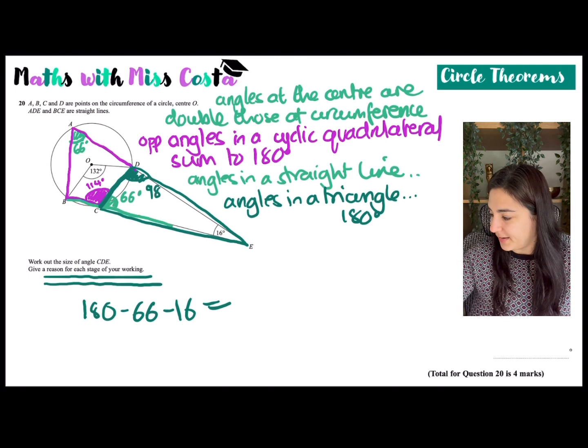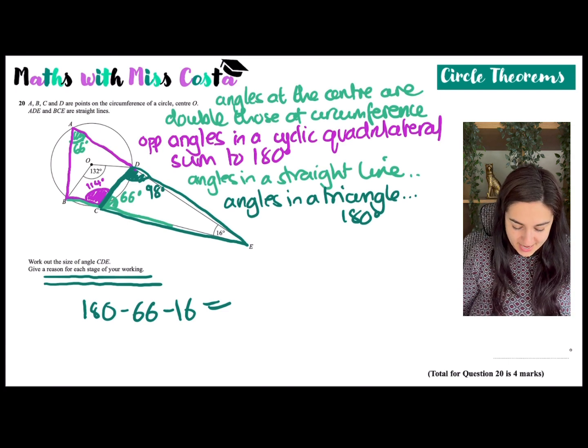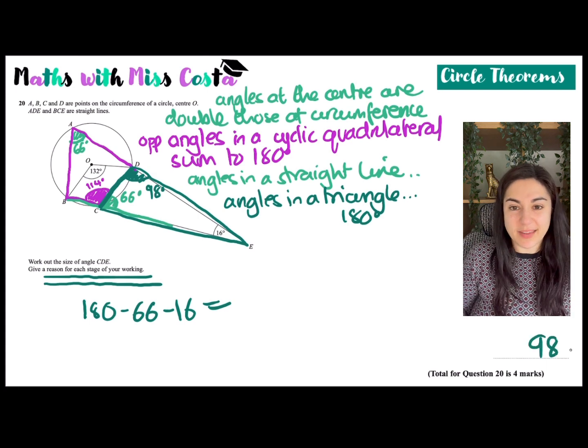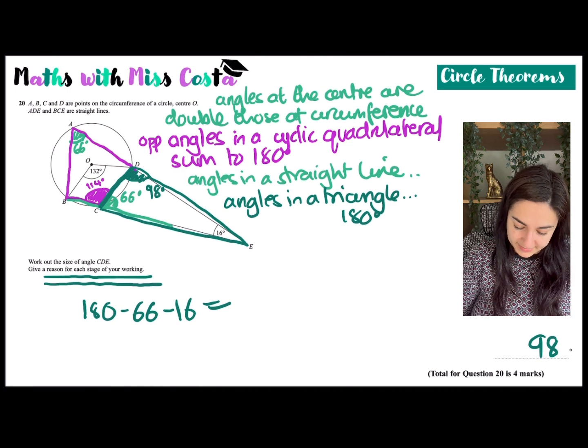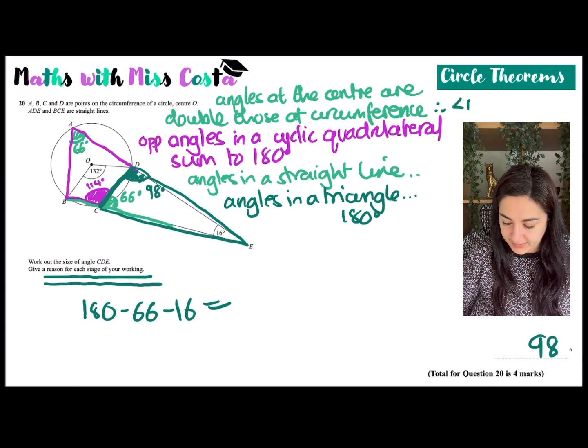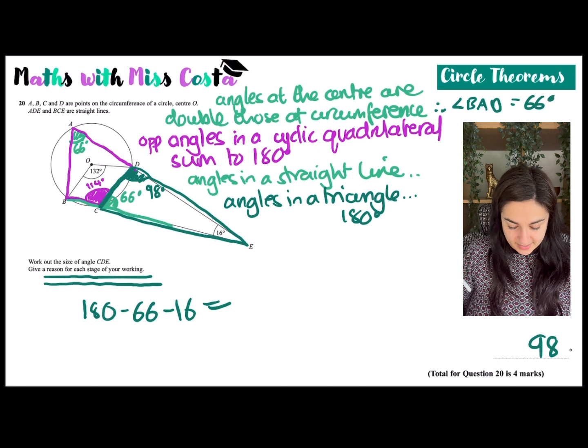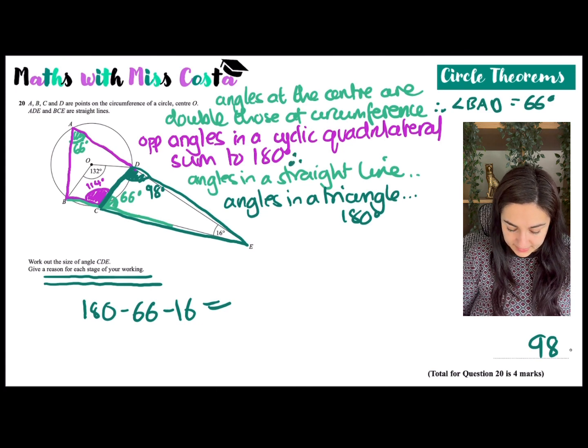So over here I have got my angle CDE equals 98 degrees, and my reasoning is, if I were you, I would write the reasoning a little bit better. So angles at the centre double those at the circumference, therefore angle BAD equals 66, and do it that way. I should have done that really. So opposite angles in a cyclic quadrilateral sum to 180, therefore angle DCB equals 114. Just to be on the safe side. Yeah?